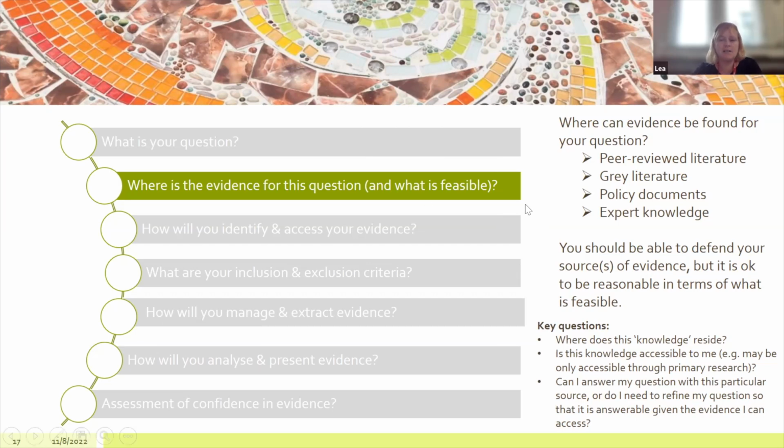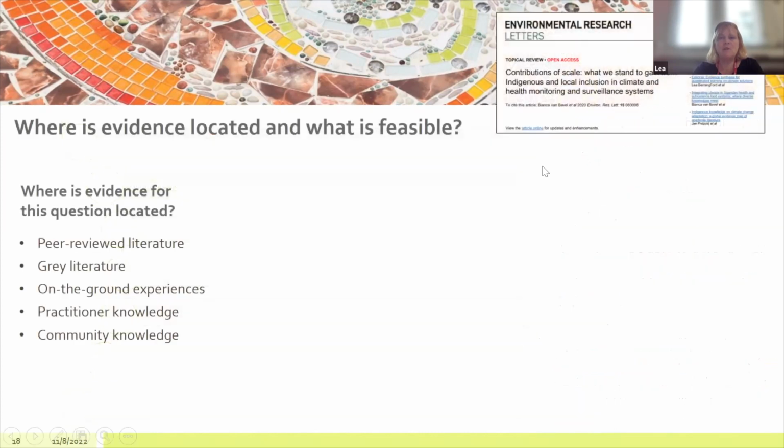So you'll want to ask, where does the knowledge reside, to answer my question, and is it accessible to me? If the knowledge is only accessible through primary research, then that's something where there should be primary research, a different type of study. And can I answer my question with this particular source, or do I need to refine my question so it's answerable given the evidence that I have? So the paper on Indigenous knowledge and local knowledge.